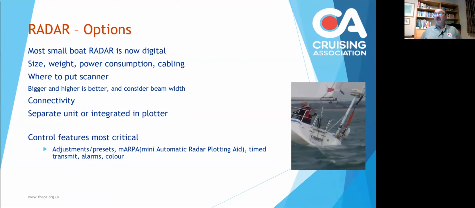So what about the options on radar? Well, most small boat radar now is actually digital. So the things you've got to look at are things like the size, the weight, the power consumption, the cabling, that sort of information about how you're going to fit it and what its effects are going to be. Now, there's a number of choices of where you put the scanner. I think most people tend to put it sort of 2/3 of the way up the mast, but it's often easier to mount it, as you see on the picture on the right, on a post at the stern of the boat. But the bigger and higher it is, then the better. And consider the beam width.